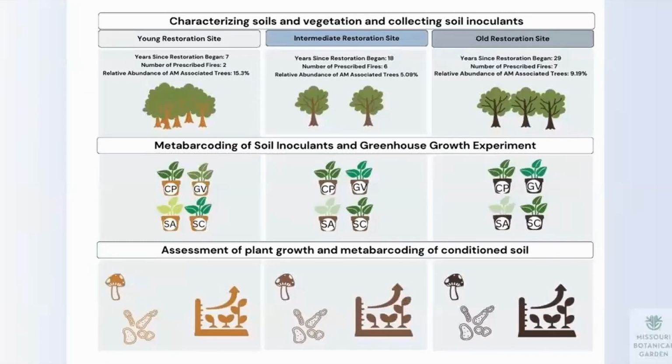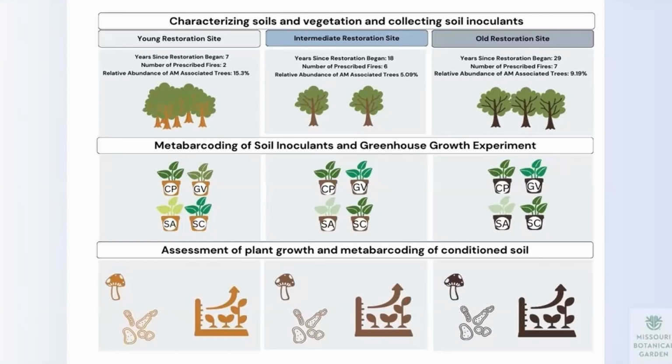So this is an outline of an extremely detailed project that was multi-phased, multifaceted, but I really want to get into this so that everyone understands exactly what we did. We first characterized the soil and vegetation properties of these 3 sites that I mentioned. Our young restored site has only been in restoration phase for 7 years and has experienced 2 burns. Intermediate has been in restoration phase for 18 years with 6 fires. And our eldest site, 29 years of restoration with 7 fires.